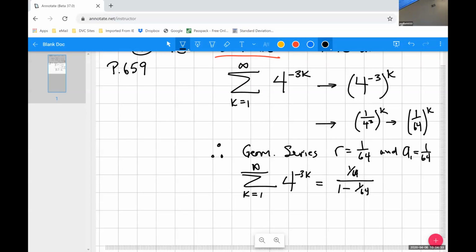So we could simplify this by multiplying by 64 on the top and the bottom to clear those little fractions, and I would get 1 over 64 minus 1, which is 1 over 63. So therefore, we could conclude that this can be evaluated to give you 1 over 63.